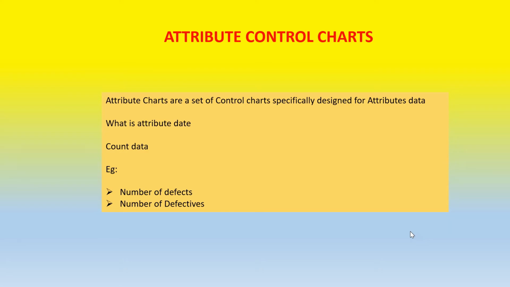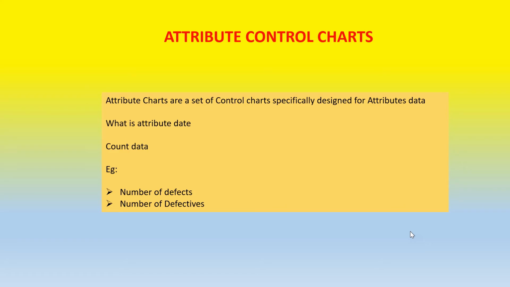What is meant by attribute? Attribute means countable data. Attribute chart means what, sir? Attribute charts are a set of control charts specifically designed for attribute data. Attribute data means we can count the data.